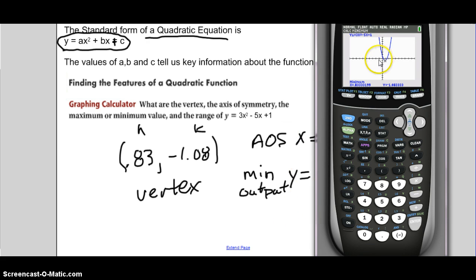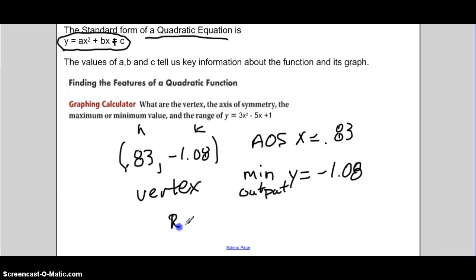Well, let's take a look here. We can put any number in for x, so we know our domain is going to be all real numbers. However, the output, your y values, has a certain limitation on it. As a matter of fact, the lowest it can go is what? That's right, negative 1.08. So the range, the y outputs have to be greater than or equal to negative 1.08.